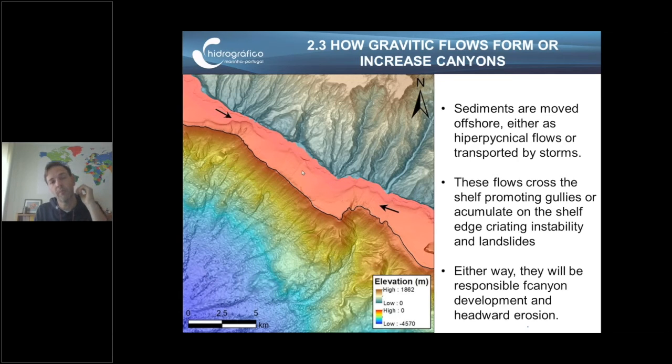We have some examples from Madeira. This is the southwest part of Madeira, and we can see two well-developed canyons that are having headward erosion. Probably some of these flows are promoted by the streams, and others could be by storm processes. Either way, they will be responsible for canyon development.